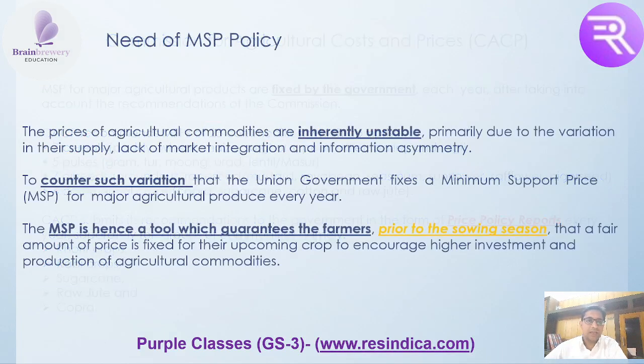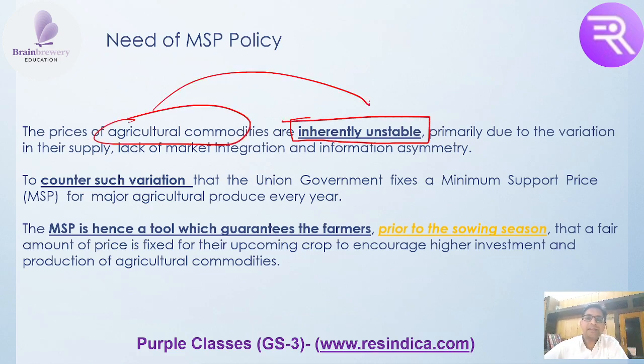Now we are moving towards the need of MSP. Obviously, along with MSP we also have to read the concept of market price. The price of agricultural commodities is highly unstable. We don't know at what time a glut comes, or all of a sudden the prices go very high, because there is a lot of variation in supply. We don't know when the supply goes very high or very low. There is also a lack of market integration. We are not directly connected, the information is very limited, and it is a highly asymmetrical information set.